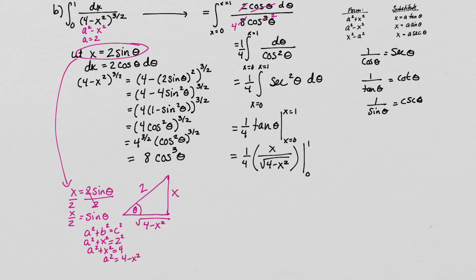So we're going to plug in the 1. We've got 1/4 times 1 over the square root of 4 minus 1 squared, minus 1/4 times 0 over the square root of 4 minus 0 squared. This second piece all goes to 0. So I'm left with 1/4 times 1 over the square root of 4 minus 1 squared.